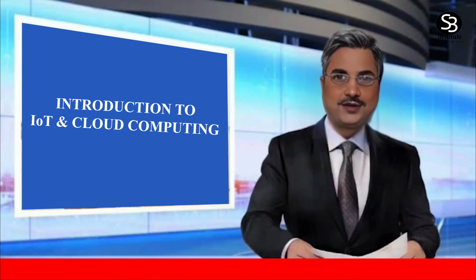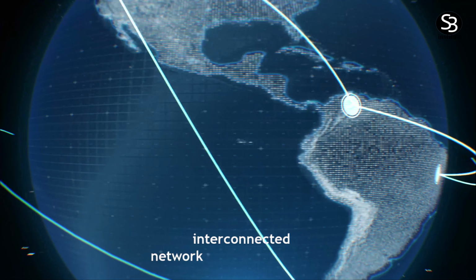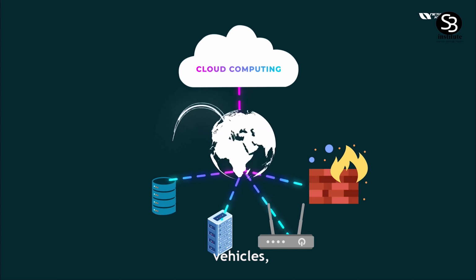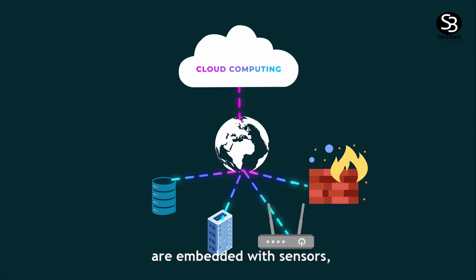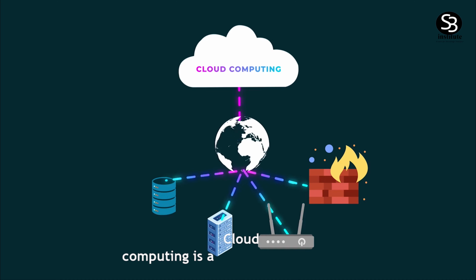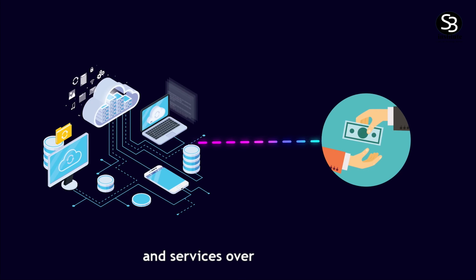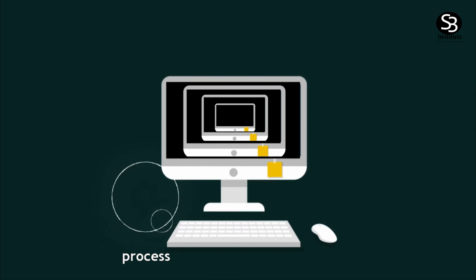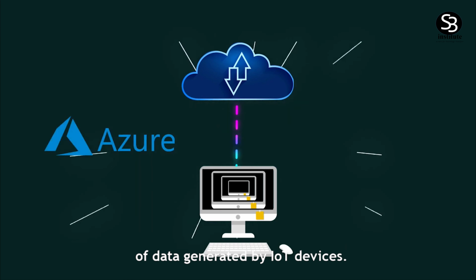Introduction to IoT and Cloud Computing. The Internet of Things refers to the interconnected network of physical devices, vehicles, buildings, and other objects that are embedded with sensors, software, and network connectivity. Cloud computing is a technology that allows users to access computing resources and services over the Internet. In the context of IoT, cloud computing can be used to store, process, and analyze the vast amounts of data generated by IoT devices.